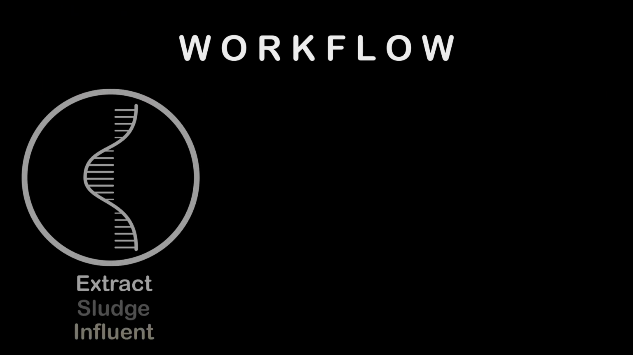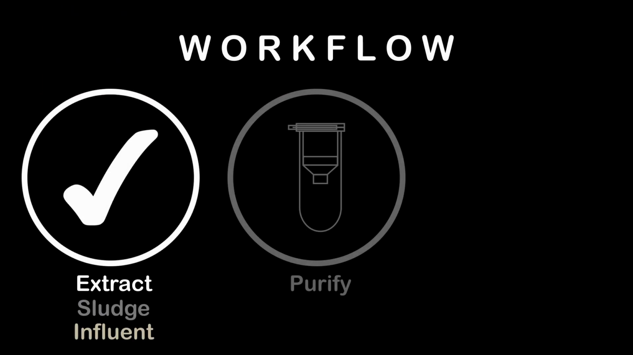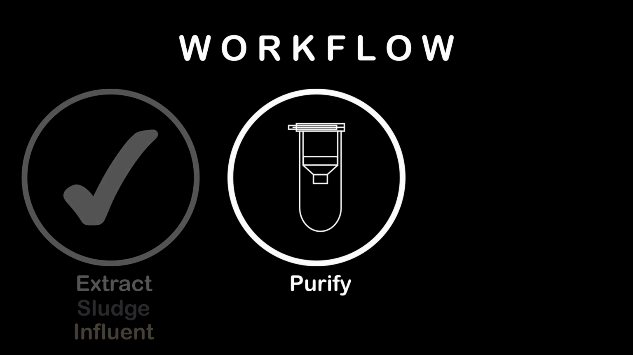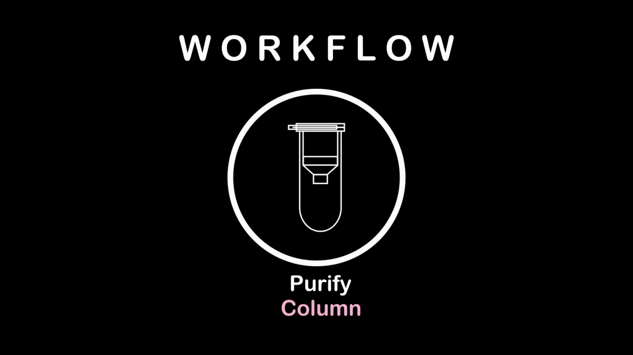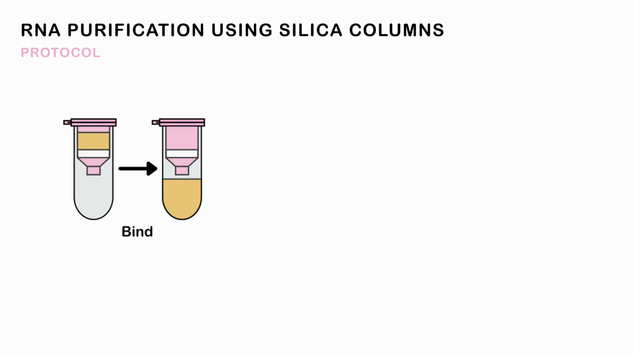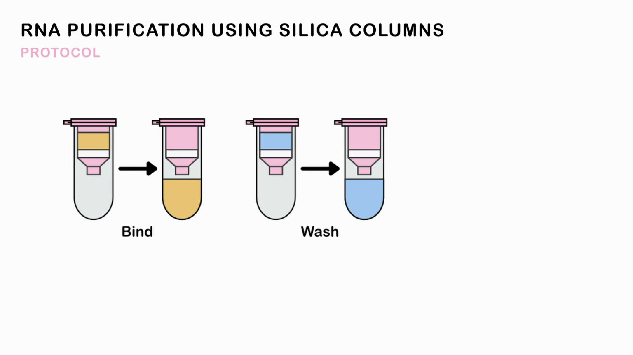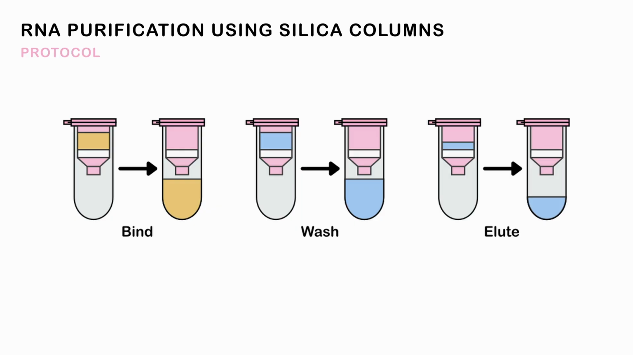Regardless of which sample type the RNA has been extracted from, it still needs to be purified before analysis. Let's take a look at how this is done with silica columns. This protocol starts by passing our extracted RNA sample through the column. RNA stays bound to the column and wash buffer is passed through it. After the RNA is washed, it is eluted off the column with pure water.